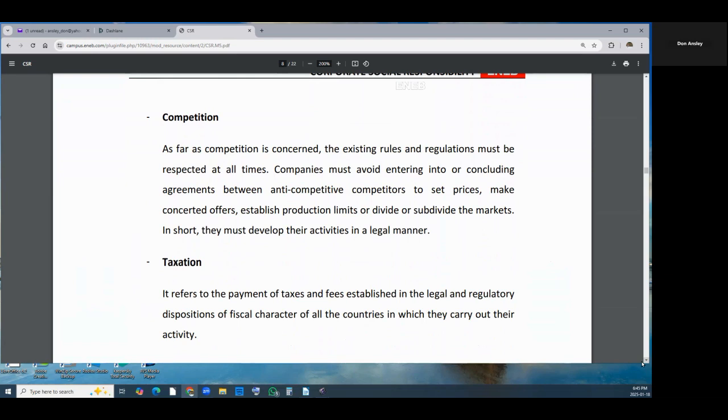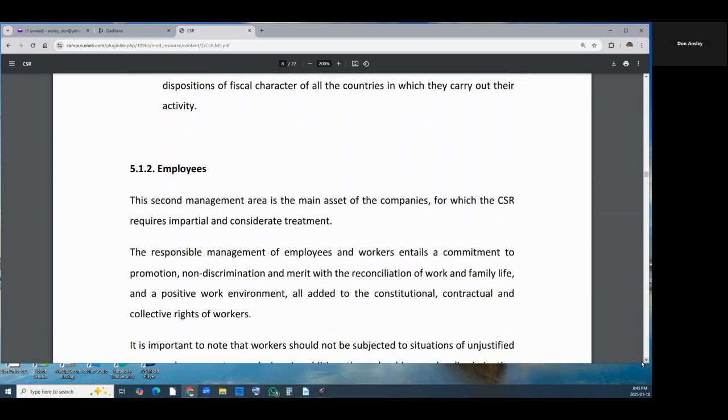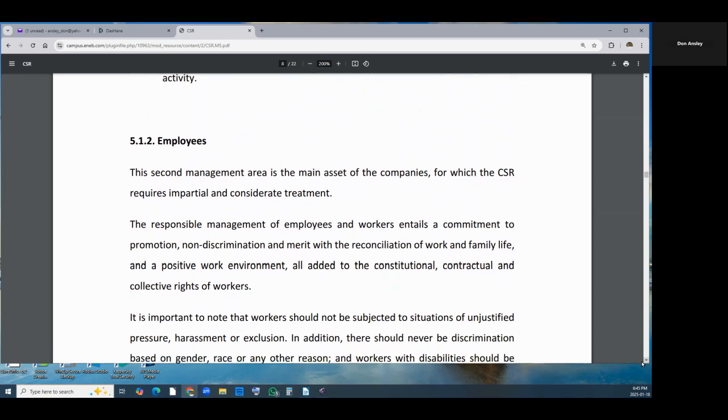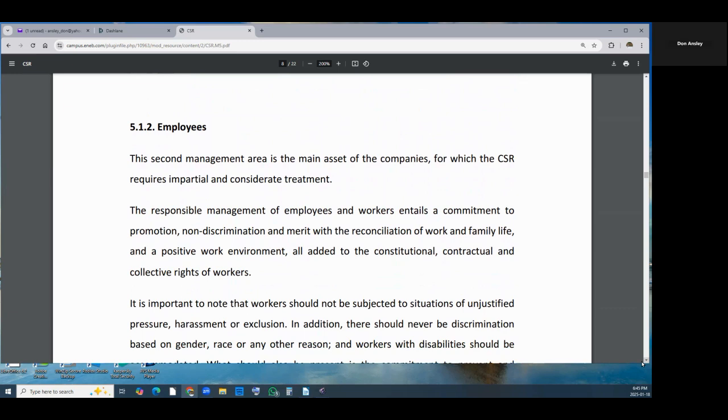Taxation. It refers to the payment of taxes and fees established in the legal and regulatory dispositions of a fiscal character in all the countries in which they carry out their activities. Now we come to the employees. The second management area is the main asset of the companies, for which the CSR requires impartial and considerate treatment.